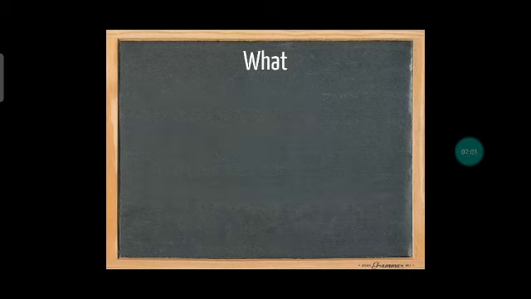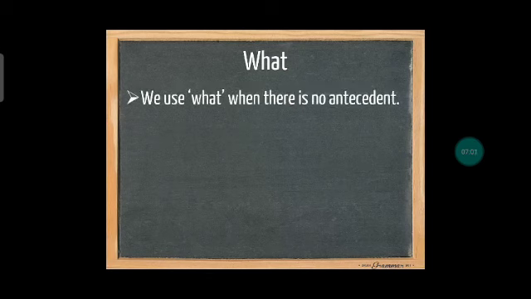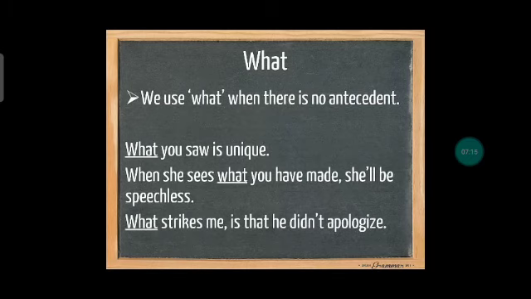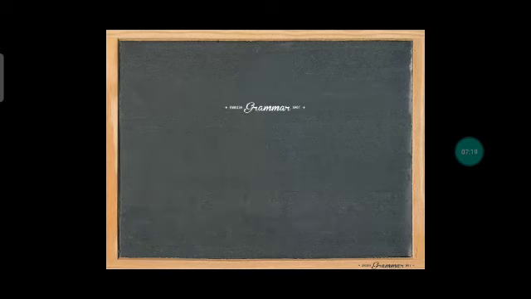What? We use what when there is no antecedent. What you saw is unique. No antecedent here. When she sees what you have done, she will be speechless. Here we don't have an antecedent. What strikes me is that he didn't apologize.